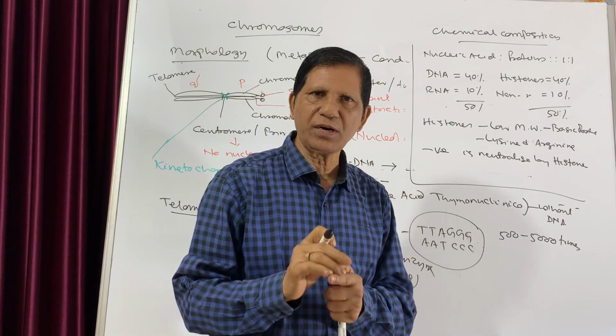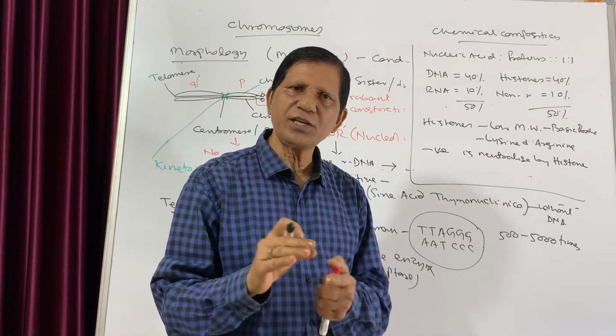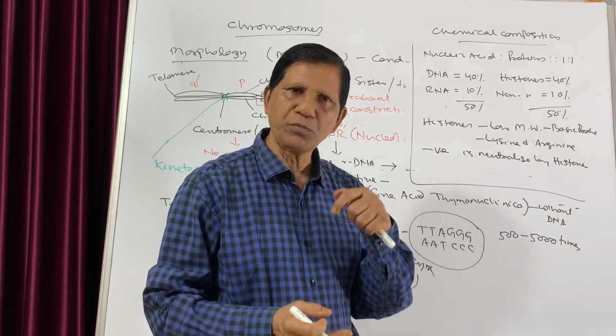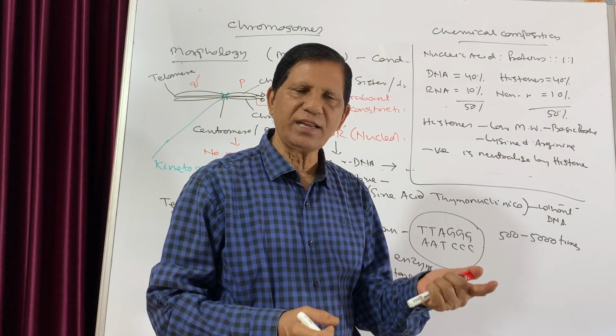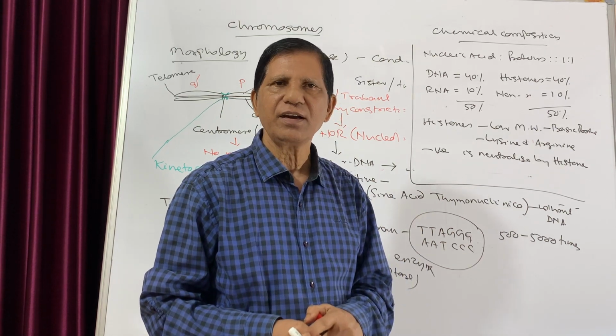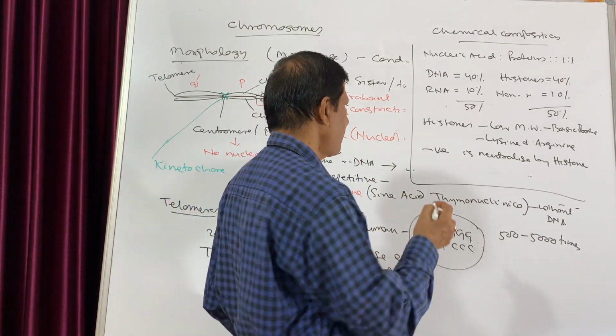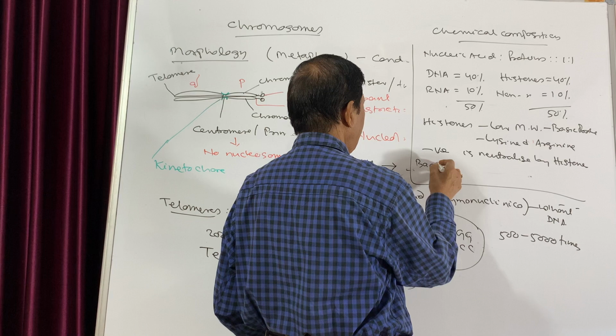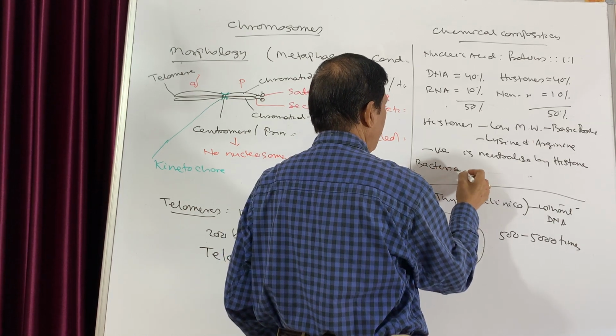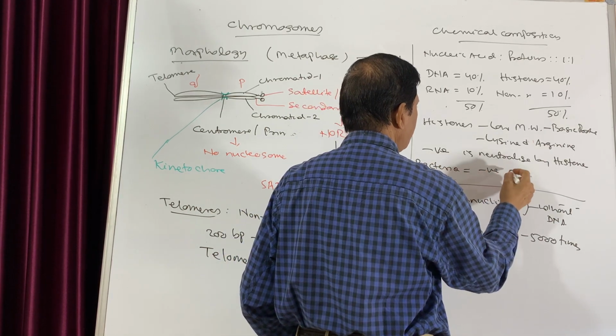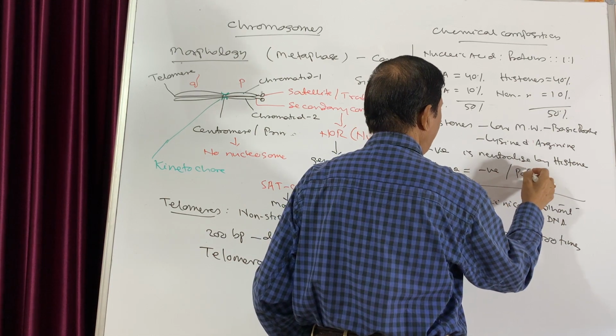But again, another important thing: in prokaryotes, histone proteins are not there, but DNA is there. Then how is the negative charge neutralized? In prokaryotes, it is by another protein, the polyamines. In bacteria, the negative charge is neutralized by polyamines.